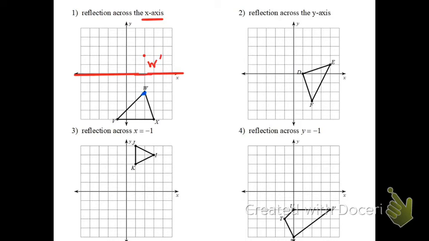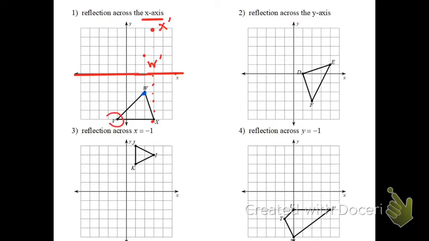Now X over here. Count the number of squares: 1, 2, 3, 4, 5 squares to get to that red line. So I need to go 5 squares the other way: 1, 2, 3, 4, 5. That point should go right here. Okay, that's my new X. We call that X prime.